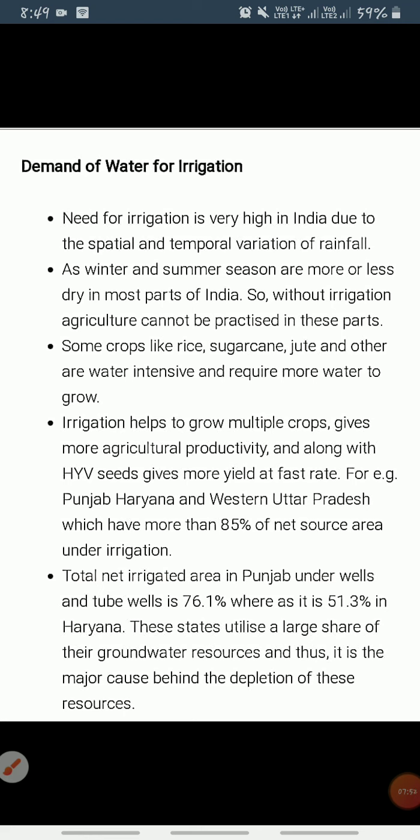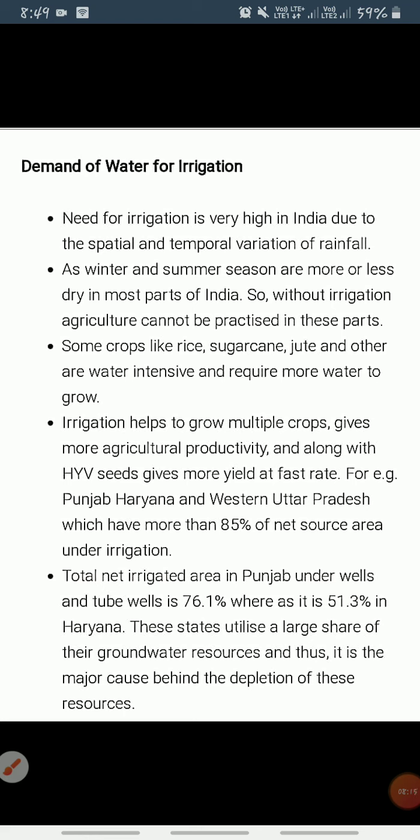If we talk about Punjab, Haryana and Western Uttar Pradesh, more than 85% of their net sown area is under irrigation. मतलब जो टोटल एरिया है उसमें से जो नेट सोन एरिया है, 85% है जहाँ पर बोया जाता है या खेती की जाती है. So wheat and rice are grown mainly with the help of irrigation in these states.